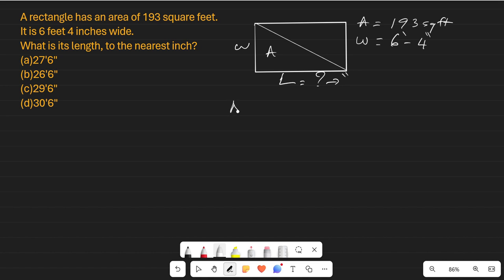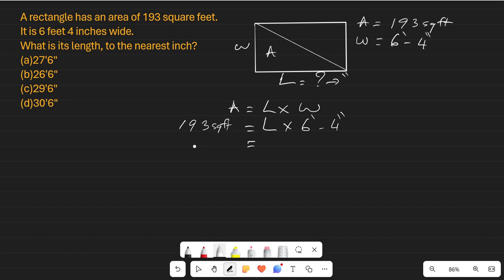So now we're going to write a formula of the rectangle. The formula is A equals L, length, times width. So now you know that the area is 193 square feet. And the length, we don't know, they didn't give anything there. And times the width, they give 6 foot 4 inch. Now we got it. What are we looking for? Length.